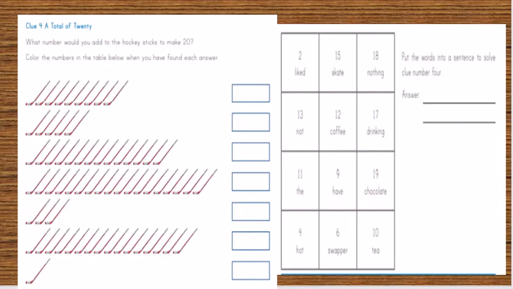Clue number 4. A total of 20. What number would you add to the hockey sticks to make 20? All right, so pause your video and solve each one of these to see what you would add to your number to make 20. Then look over at the chart, match your numbers, and then put the words into a sentence to solve for clue number 4.